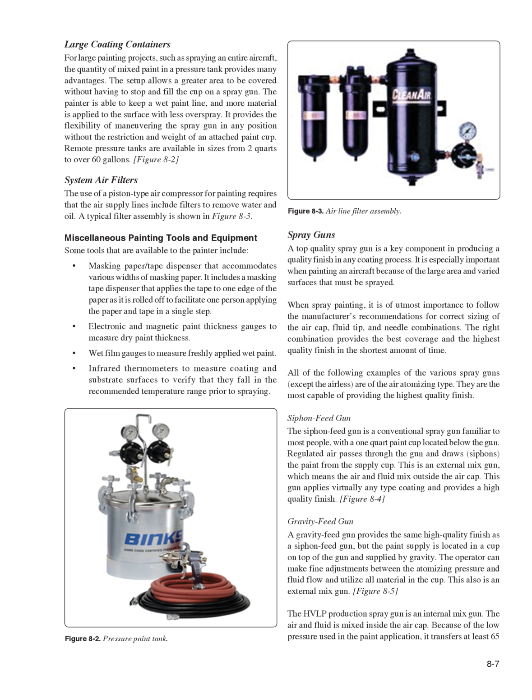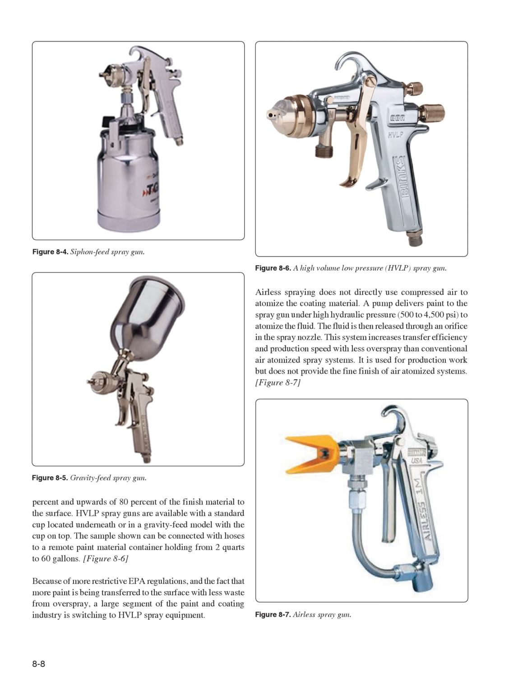Figure 8.5. The HVLP production spray gun is an internal mix gun. The air and fluid are mixed inside the air cap. Because of the low pressure used in the paint application, it transfers at least 65% and upwards of 80% of the finished material to the surface. HVLP spray guns are available with a standard cup located underneath or in a gravity feed model with the cup on top. The sample shown can be connected with hoses to a remote paint material container holding from 2 quarts to 60 gallons.